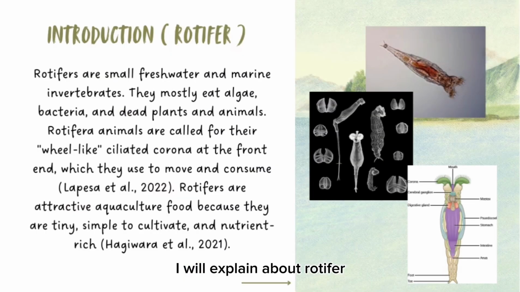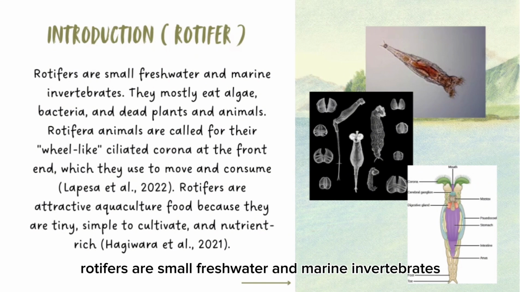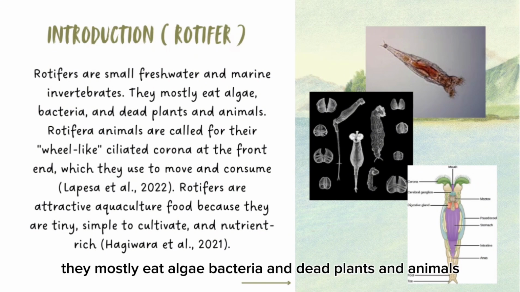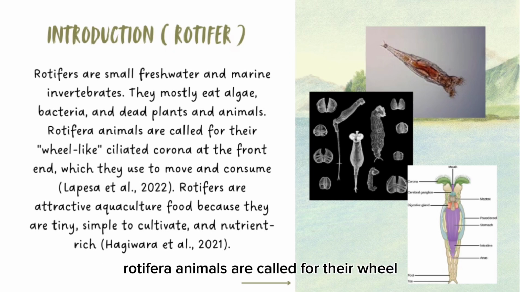First, I will explain about rotifer. So what do we know about rotifer? Rotifers are small freshwater and marine invertebrates. They mostly eat algae, bacteria, and dead plants and animals. Rotifera animals are named for their wheel-like ciliated corona at the front end, which they use to move and consume. Rotifers are attractive aquaculture food because they are tiny, simple to cultivate, and nutrient-rich.